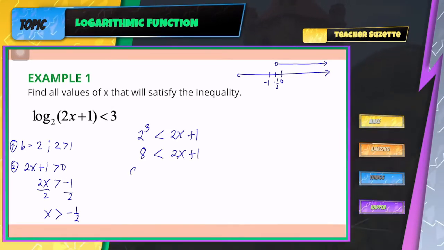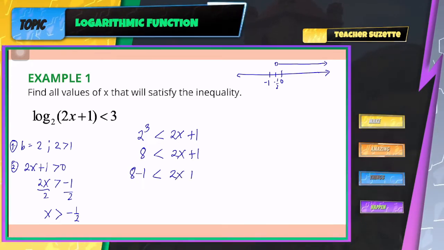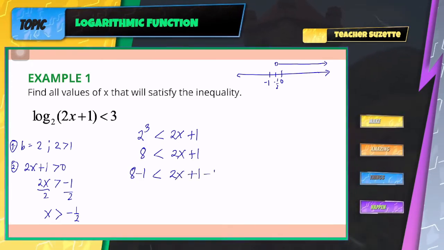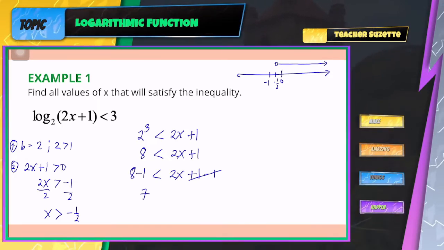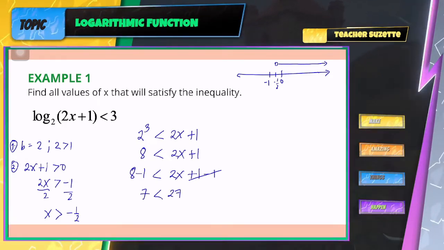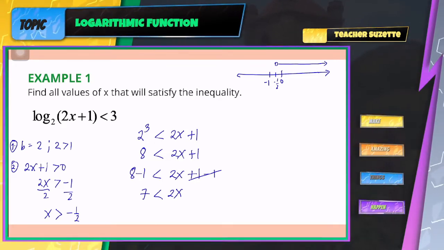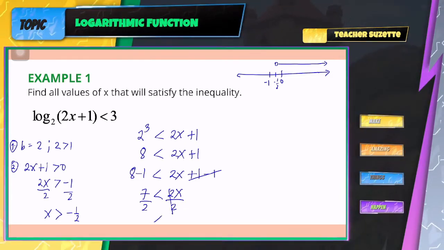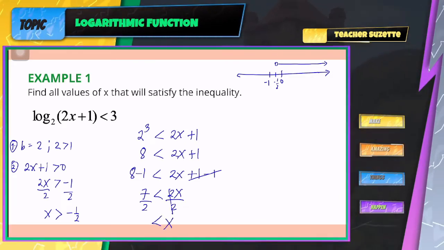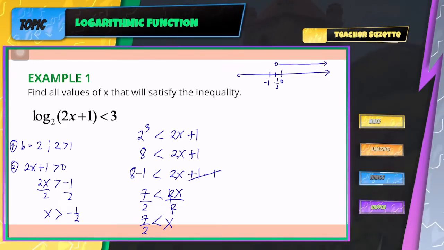So, you will have 8 minus 1 less than 2x plus 1 minus 1. That is why the 1 cancels out. Then, you will have 7 less than 2x. Then, dividing both sides by 2, you will have x is greater than 7 halves or 3.5.